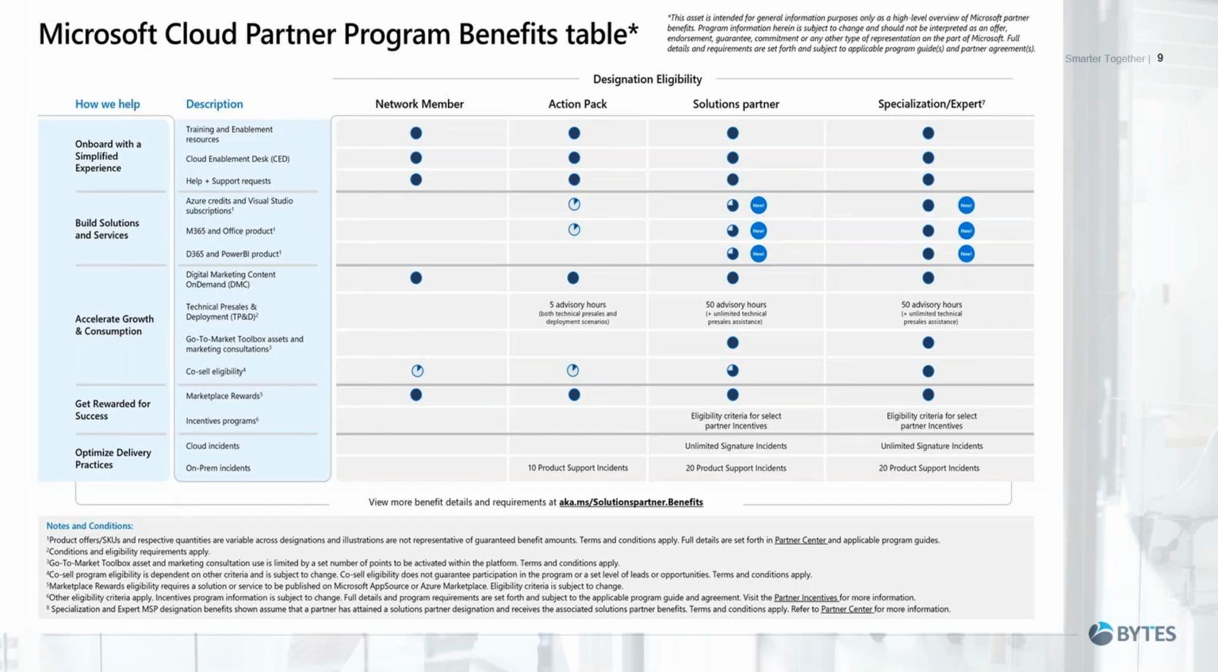As we can see on the screen, Microsoft are saying that we're going to get more Azure credits, more products, more Power BI products. Advisory hours are pretty similar, so anyone that's had gold, you've got 50 advisory hours now. Select partner incentives probably have been included in these before.